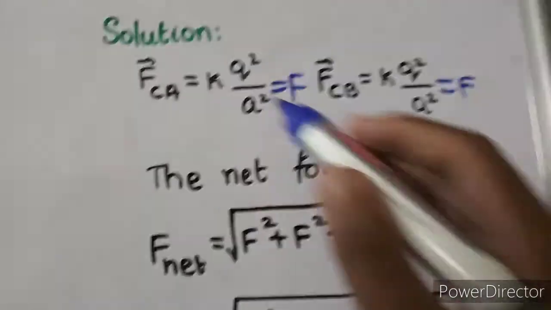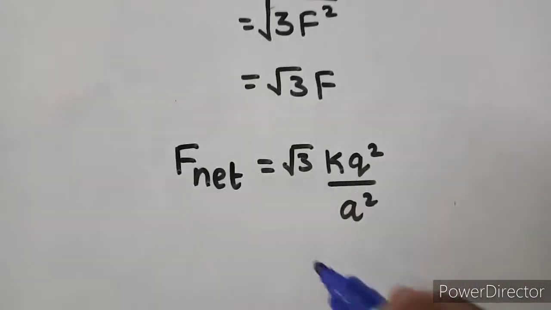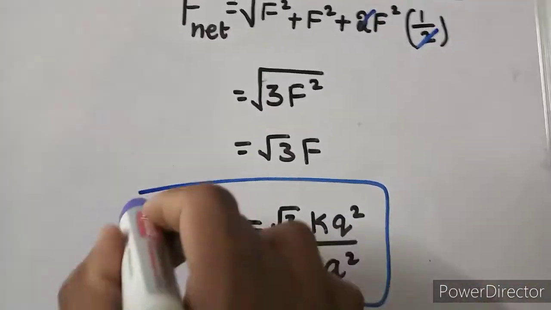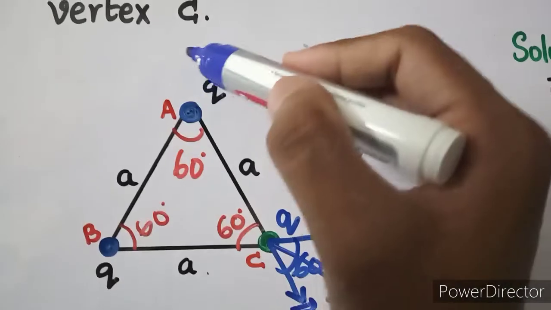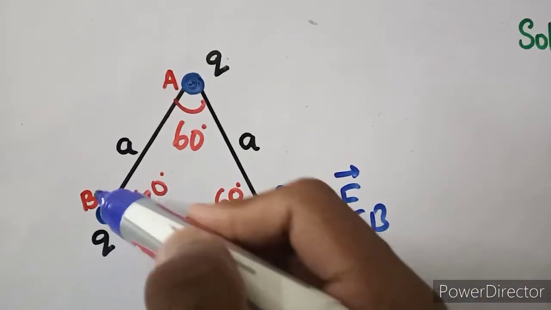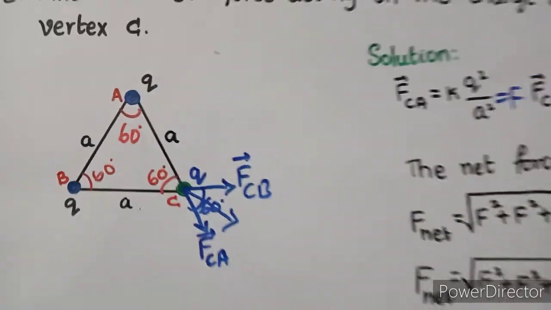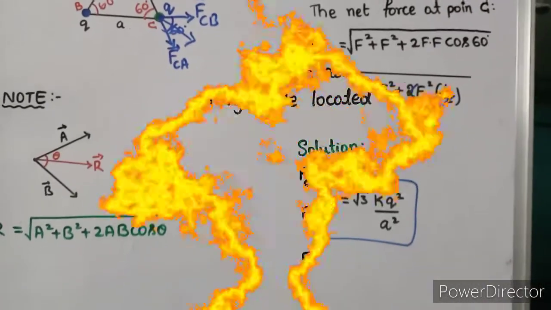So what is f? F is k q square by a square. So just substitute that here. So this is the net force acting at point C due to charge q at A and due to charge q at B. Okay, so that's it.